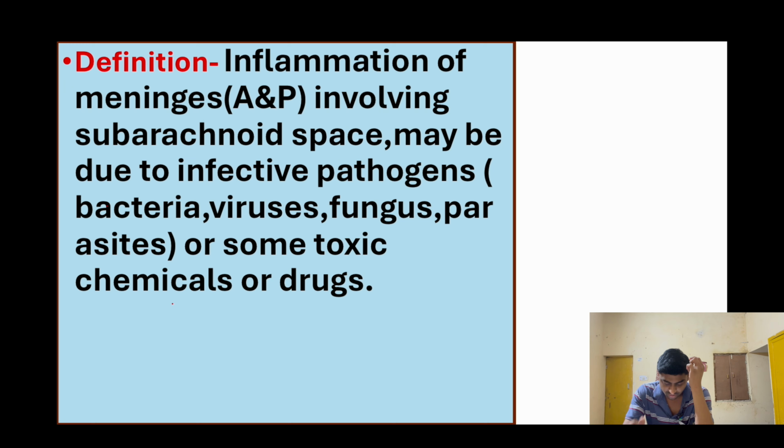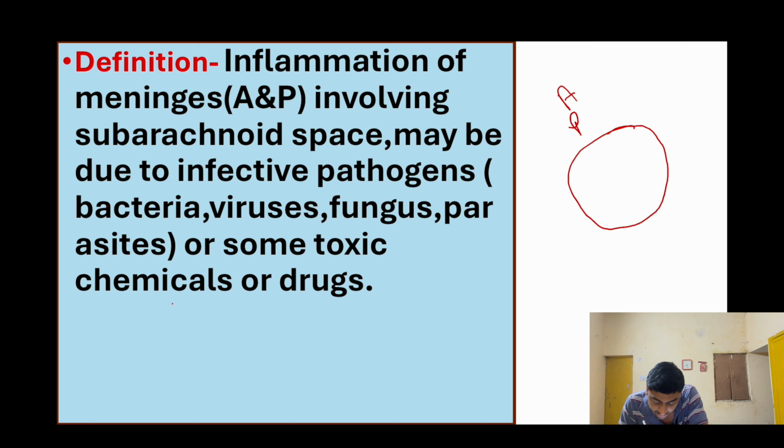So what is the definition of meningitis? The definition of meningitis is inflammation of meninges. Now what are meninges? This is our brain and it is covered by the skull bone. Below the skull bone, our brain is covered by three layers of meninges. From inner to outer side, it is pia mater, then arachnoid, and outermost is dura mater.